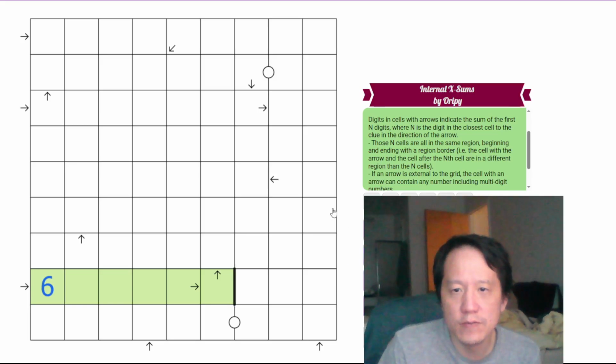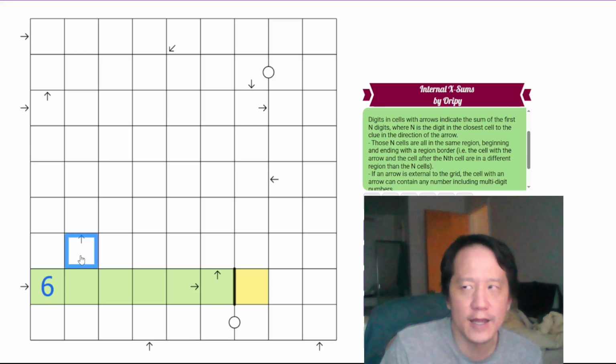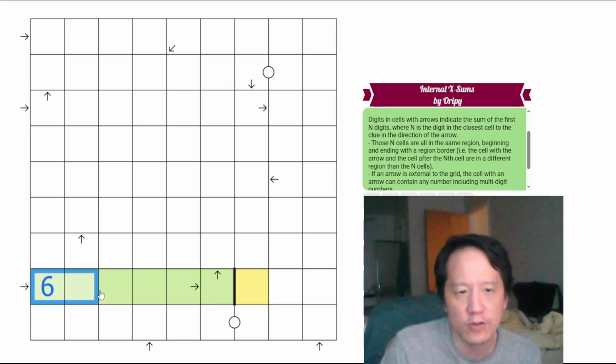because the cell after the nth cell are in different regions. So this would have to be like, I don't know, yellow or something like that. And that's what happens when you have n here, right? So the n is the first cell that the arrow points to in that direction, and then it sums up that many digits, and so the cell with the arrow in it is the sum of the first n digits. And then those n digits also have to end in the same region, however long n is, right?